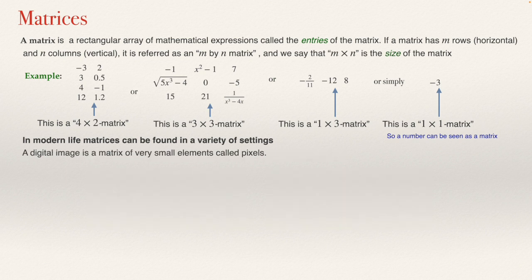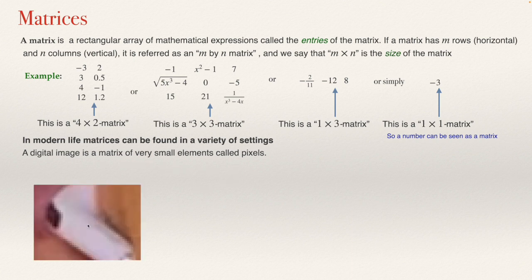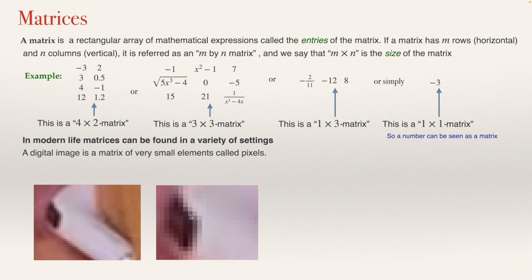Another example of matrix that we often see in real life are digital images. And we know that a digital image is a matrix of very small elements called pixels. For example, if we see this image, actually I have zoomed in a picture of one Apple AirPod in one of my ears. You can see the small squares. If we continue zooming, you can recognize these small squares here. And these small squares are the pixels. So the digital image is a matrix of pixels.